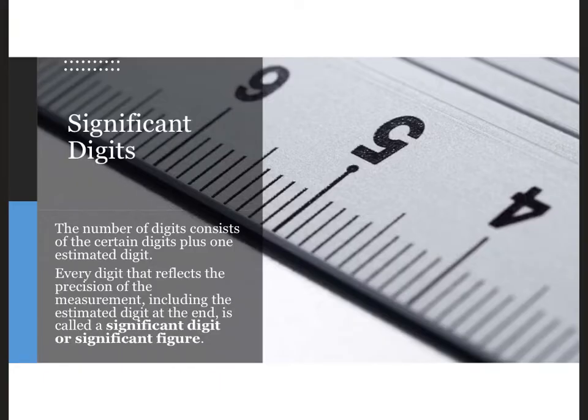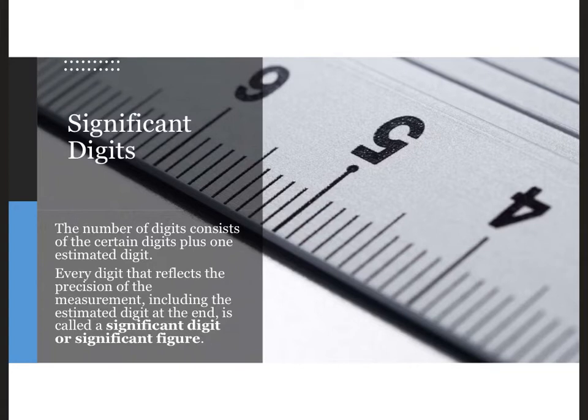As you've just seen, scientists report the precision of their measurements every time they write down a result, since they record all the numbers they know with certainty, plus an additional estimated digit. These recorded digits reflect the precision of the measurement, so we call them significant digits or significant figures.